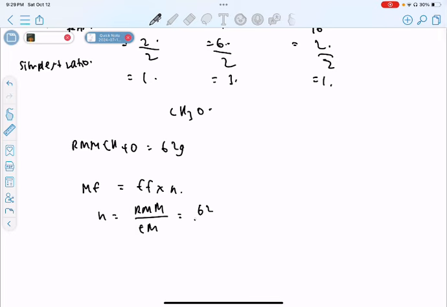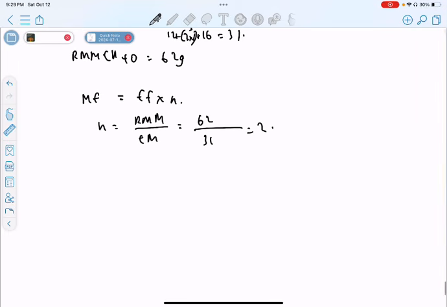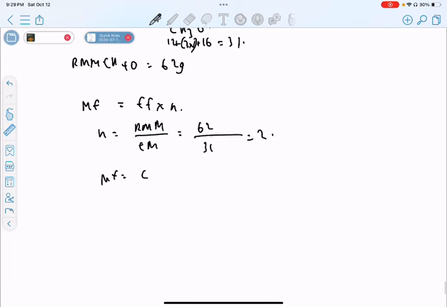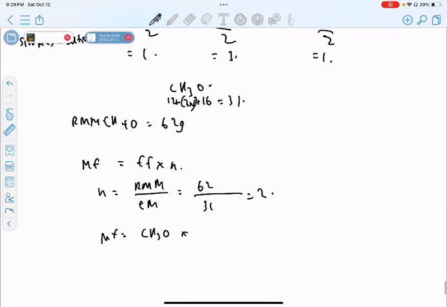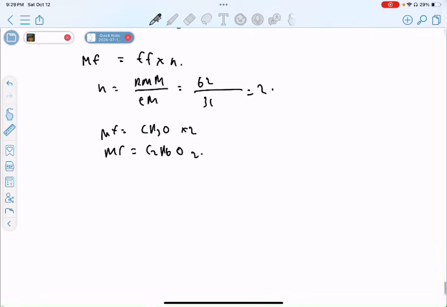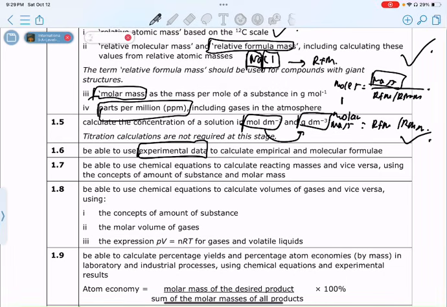So that is 62 divided by the empirical mass of CH3O. This is 12, this is 3 because it's 3 hydrogen atoms, and this is 16. When we add this up, we get a total of 31. So divided by 31, you get 2. Okay? So your molecular formula will be CH3O times 2, you get C2H6O2. That's your molecular formula, okay? That's O-level stuff though, so we'll just go through that quickly.